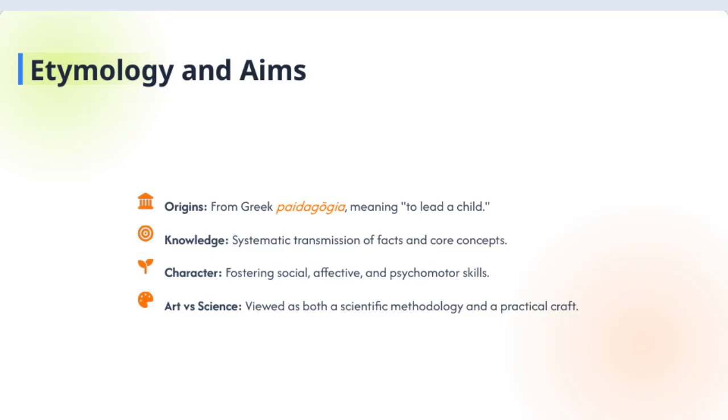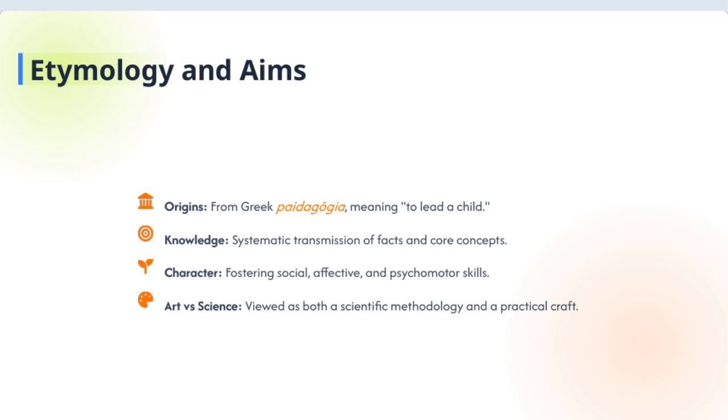When we talk about art versus science in education, we're really looking at two important aspects. On one hand, teaching can be seen as a scientific methodology, where we rely on evidence and systematic approaches. On the other hand, it's also a practical craft, something that requires intuition, creativity, and skillful execution. Both elements are essential for effective teaching.